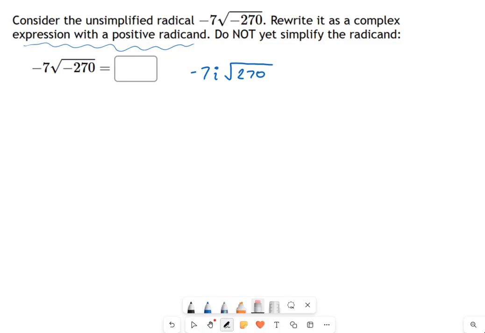That's the -7 right here. So we have -7i square root 270. Okay, that would be our first answer. That's what this first answer box is looking for right here. And then after that, you'll be prompted to simplify this thing.